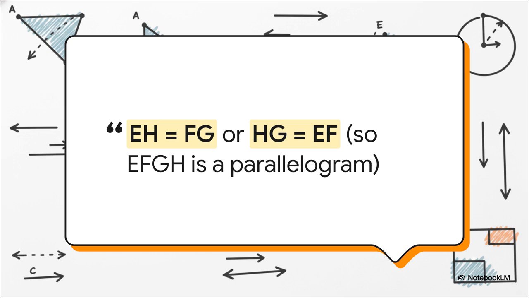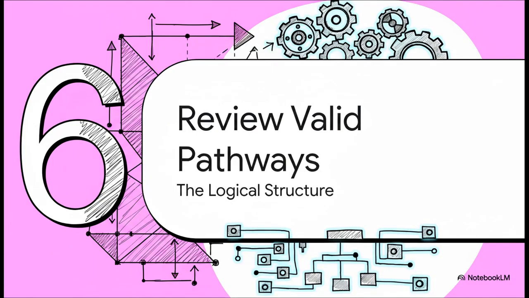And here is the official wording required to get that 4th and final communication mark. You have to state this exact equality to explicitly prove to the examiner that the opposite sides are indeed equal. So, if you mapped out edge EH earlier, you'd match it with FG, explicitly writing out EH equals FG. Or, if you went the other route, you'd write HG equals EF. Following that up with a really clear concluding statement that says EFGH is a parallelogram, boom, that seals the deal. Full marks. Finally, section 6, reviewing all valid pathways.